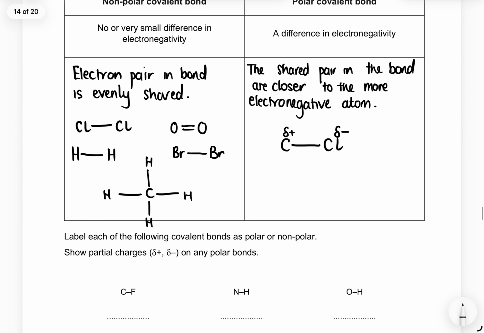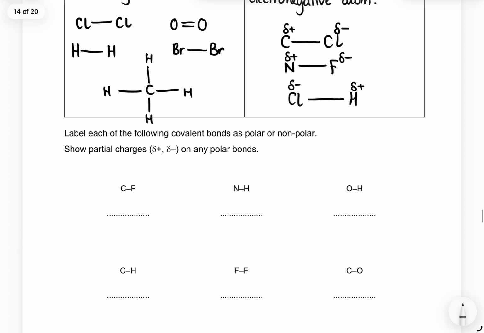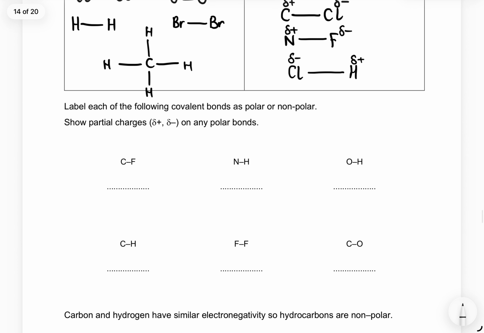So if we had something like an N-F bond, fluorine is the most electronegative, so it'll be delta minus. Nitrogen will be delta plus. If we go H-Cl, chlorine is more electronegative, delta minus, so hydrogen would be delta plus. So what you want to do is label each of the following covalent bonds as polar or non-polar. Which one of these two columns of the table would they fall into? And if they're polar, put on the partial charges.